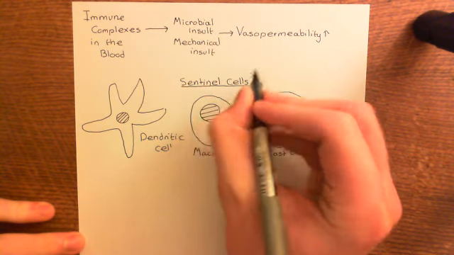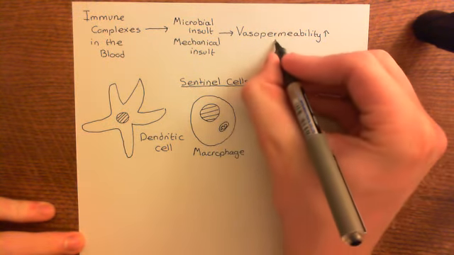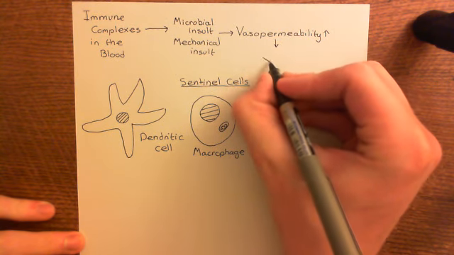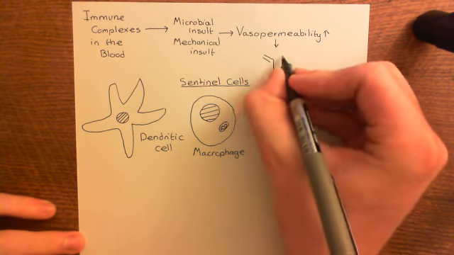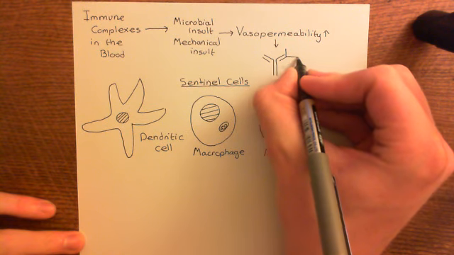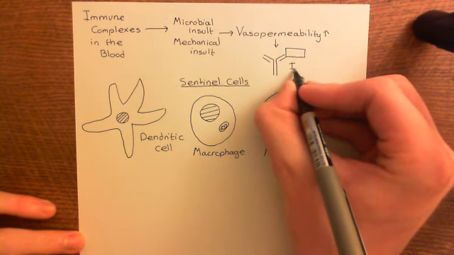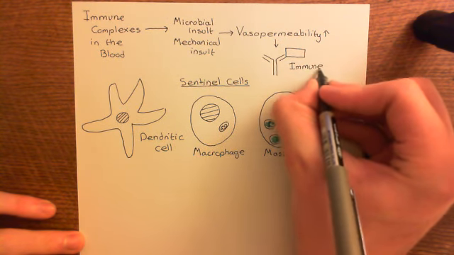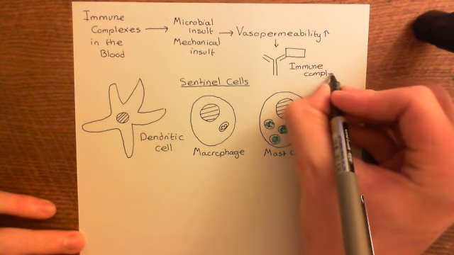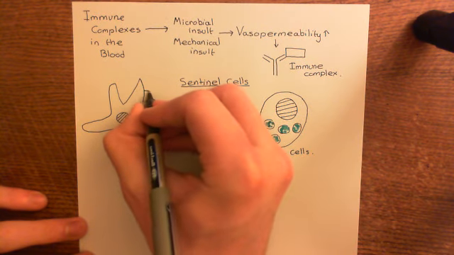So what's happened is that you've got a little bit of increase in vasopermeability because you've suffered some sort of microbial insult or mechanical insult. Now what's going to happen is these immune complexes are going to come into the interstitial fluid of the synovium. So here is the anti-citrullinated fibrinogen antibody, and here is the citrullinated fibrinogen. So this is an immune complex. When you have an antibody bound to its antigen, this is called an immune complex. Now all of these sentinel cells have on their surface a receptor.